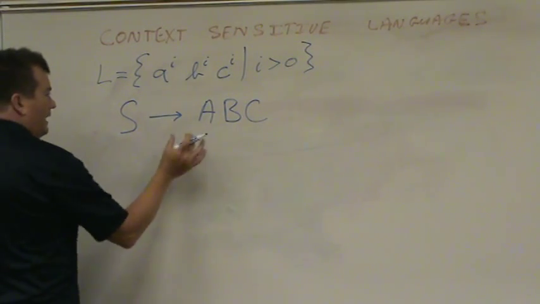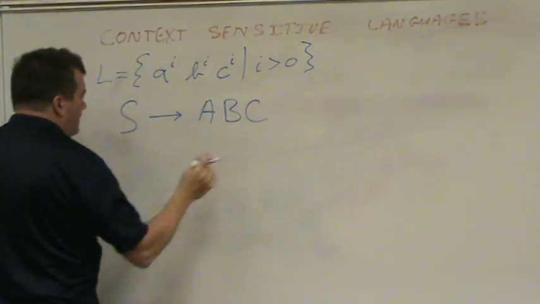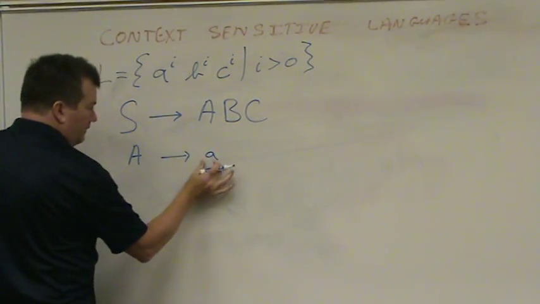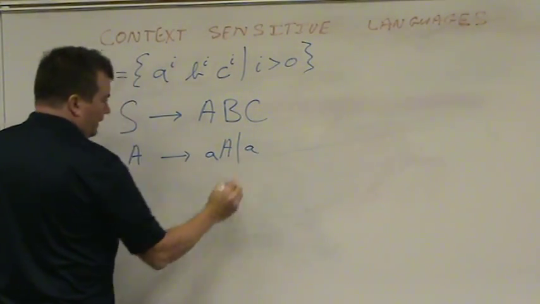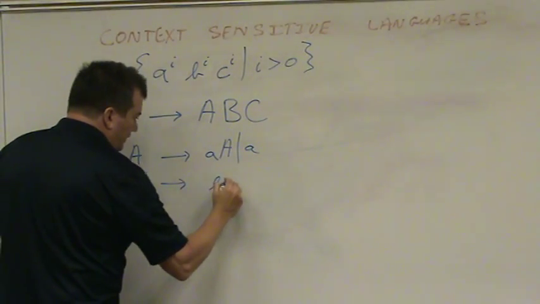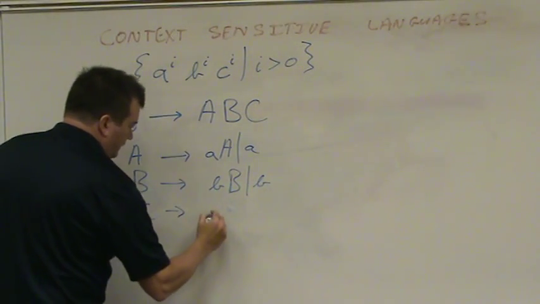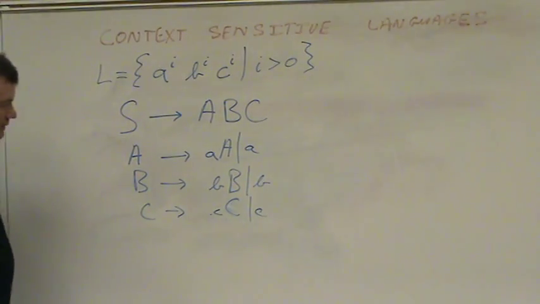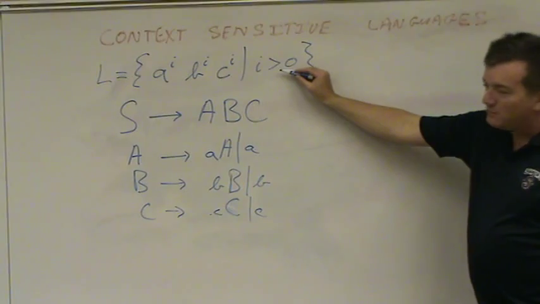Suppose we then said, okay, I'm expecting to see a bunch of A's, followed by a bunch of B's, followed by a bunch of C's. And then down here I say, okay, here's what a bunch of A's is. It's a little a, followed by maybe more A's. Or maybe just one little a. And what's a B? It's a little b followed by more b's, or maybe just a b. And what's a C? A C is a little c followed by more c's, or maybe just a c. Does this grammar correspond to this language?